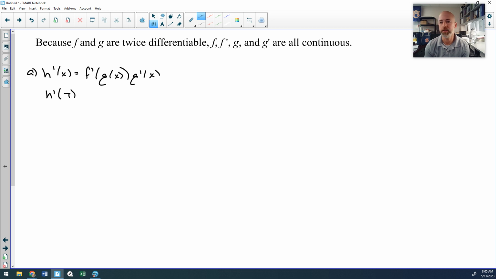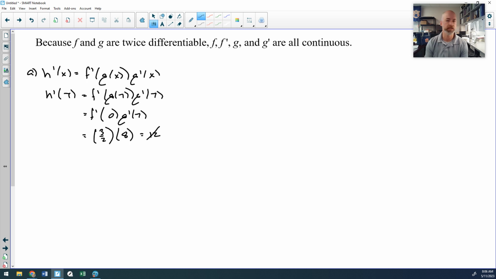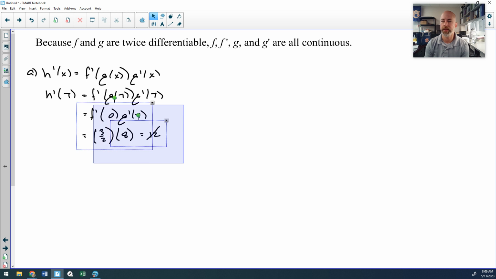H prime of 7 is going to be F prime of G of 7 times G prime of 7. And we just have to be careful not to accidentally pull from the wrong spot. So F prime of G of 7, there's G, F prime, that would be a 0. G prime of 7, I'm just going to leave it G prime of 7. And now F prime of 0 looks to be 3 halves. G prime of 7 is 8. And that ends up being 12. But what if I mess that up? I'm going to cross it out just in case there was a mistake there. And that was extremely nice.